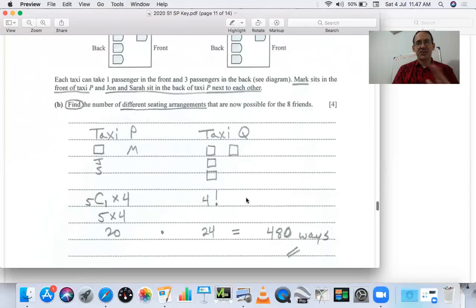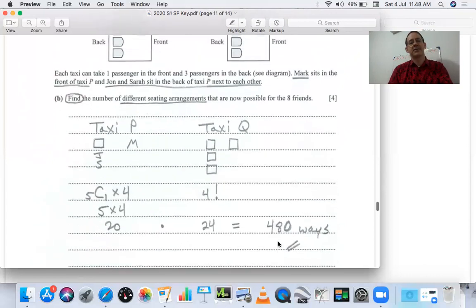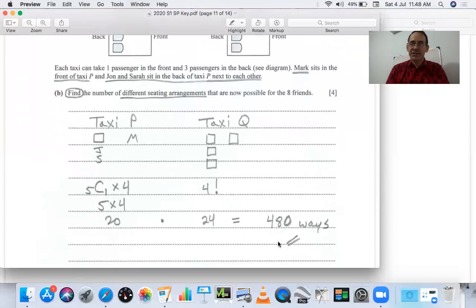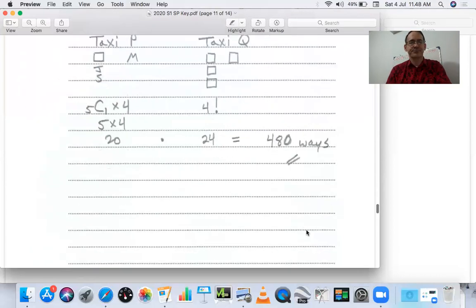Taxi Q is just straight permutations. There's 4 people. There's no restrictions on it. So you can either use 4P4 if you're using the permutation key, or you can just use 4 factorial. Either way, you're going to get 24. You multiply those together to find your total possible ways between the two taxis, and that's going to give you 480 ways that those 8 people can be arranged in the taxis going to the airport.